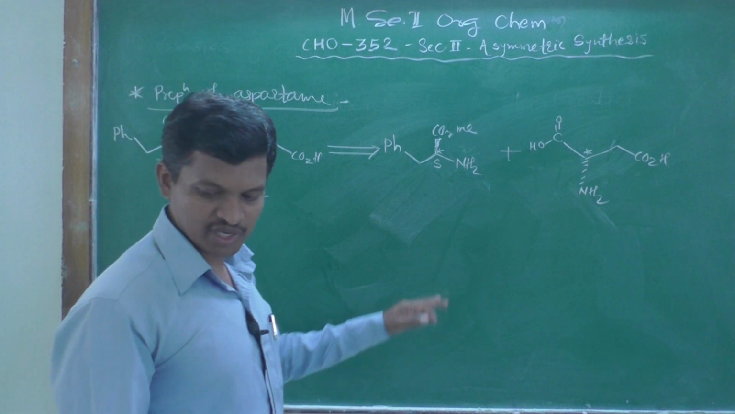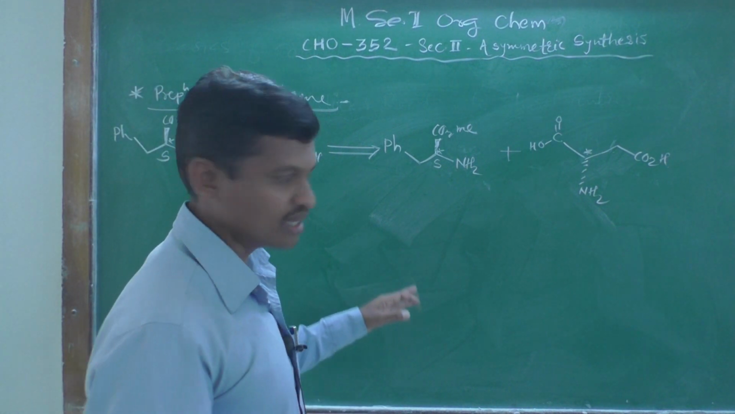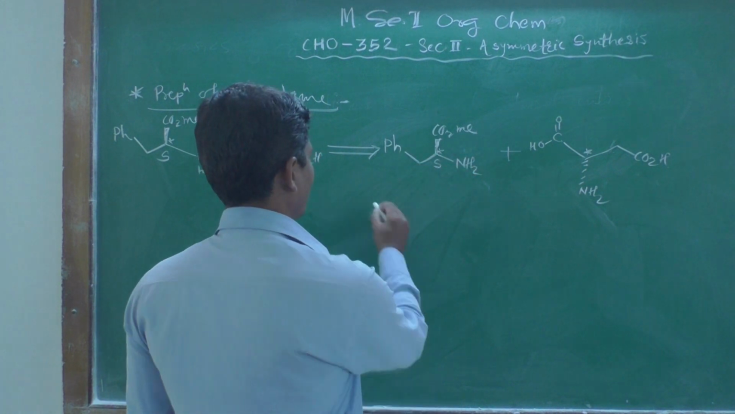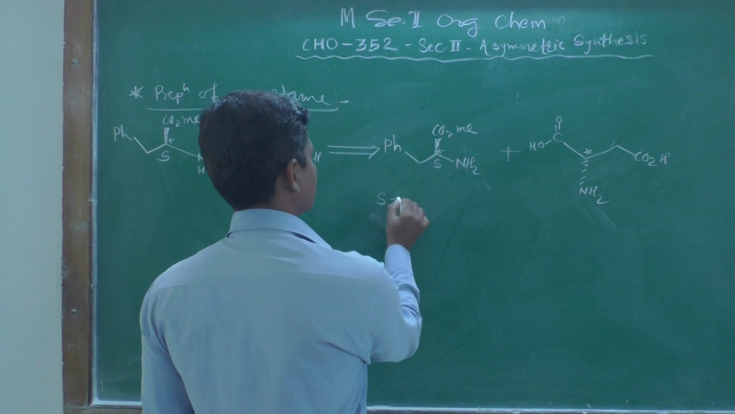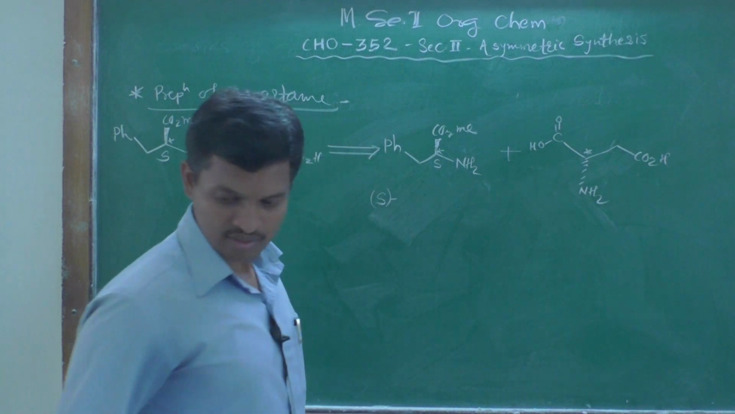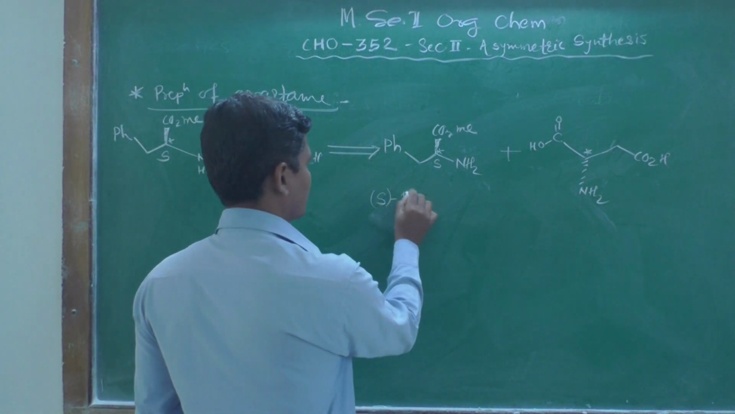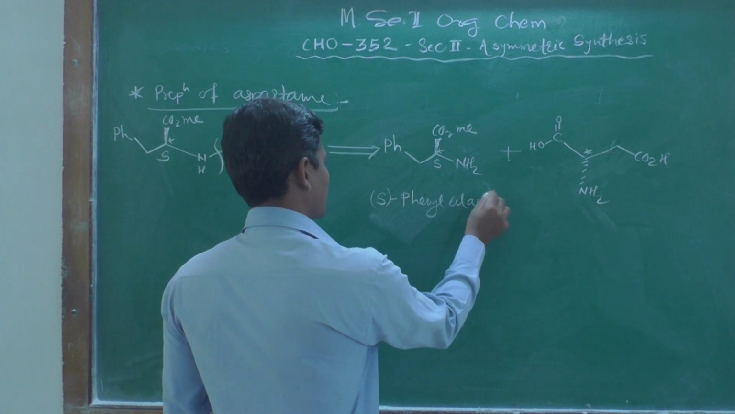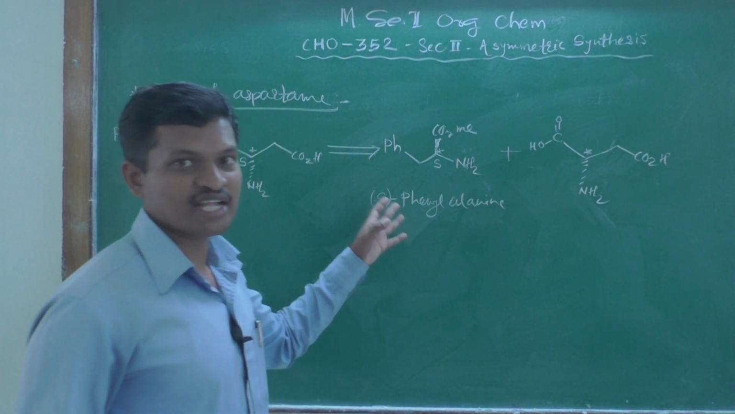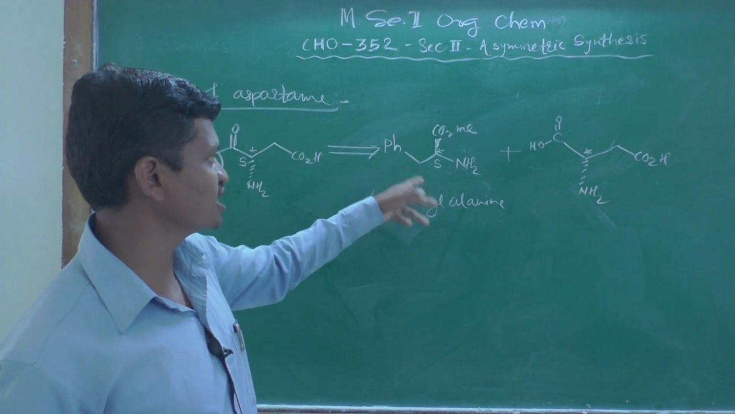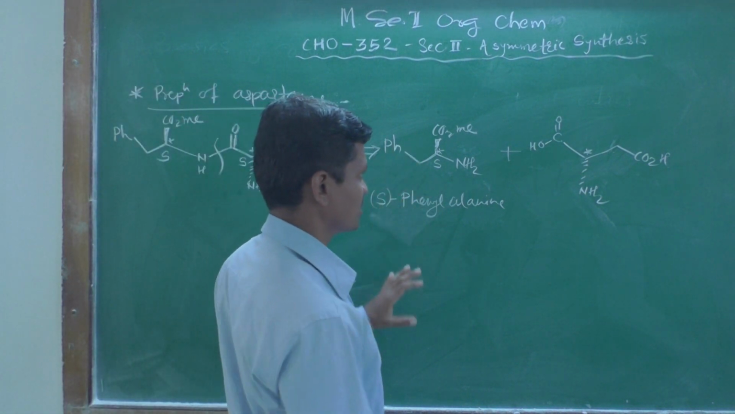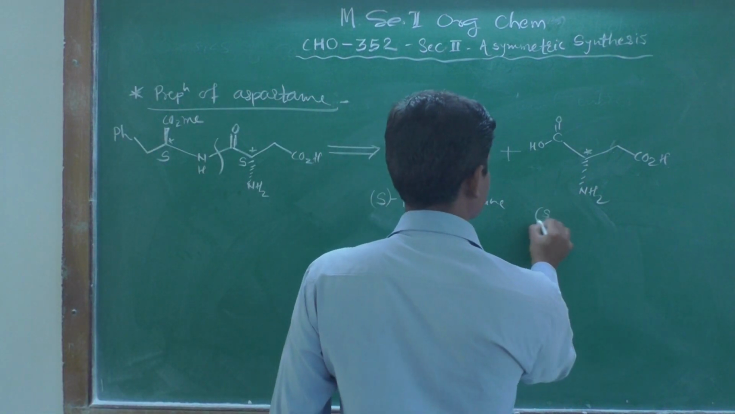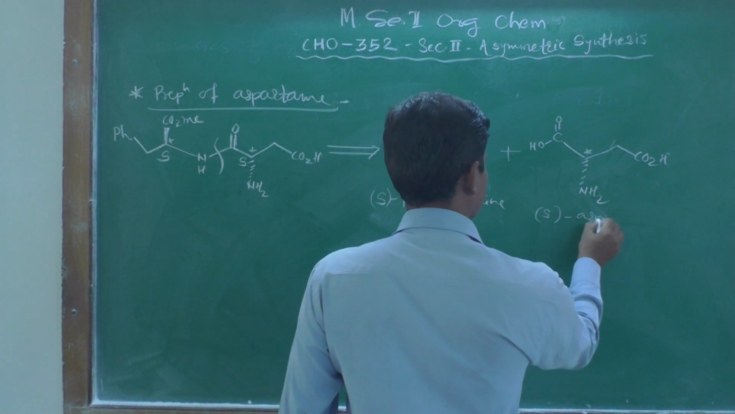This is S-phenylalanine. This molecule is a methyl ester of S-phenylalanine. S-phenylalanine is a naturally occurring amino acid. This is the structure, and this molecule is aspartic acid.